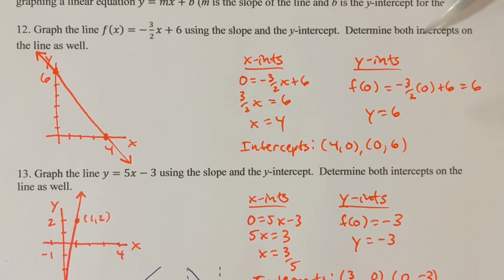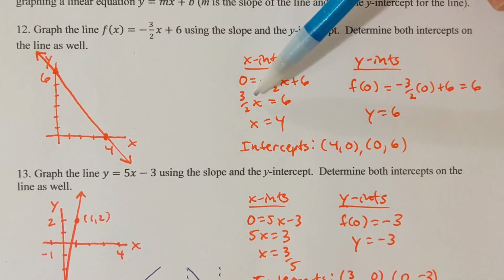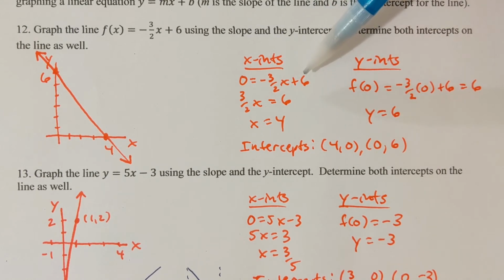Another option for graphing the line is to use the intercept method. If we find the x and y intercepts, we can then plot those points and then draw the line. To find an x-intercept, you're going to let y be 0 and solve for x. Y and f of x mean the same thing, so when I say let y be 0, I mean let the function be 0 and solve for x.